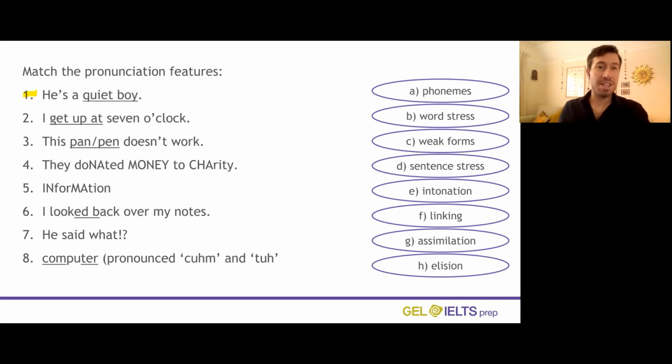Okay, well, this first one, he's a quiet boy. This is an example of assimilation. So where the sound T and B sort of merge together to make a different sound. So it's not "quiet boy," you'd say "quiepboy." So it's more like a P sound than anything. So that's an example of assimilation. Now look at the next question below the video and try to do the same for this second sentence.